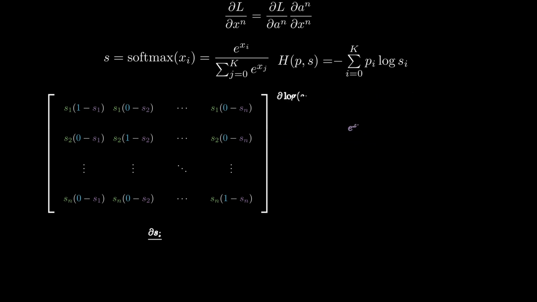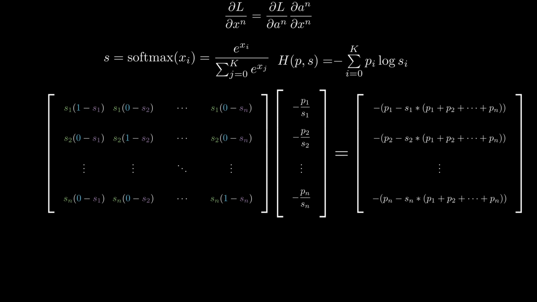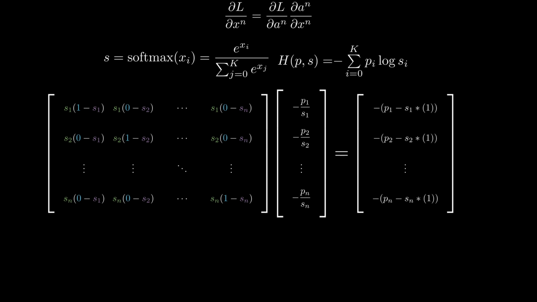To finish with our calculations, we have to calculate the derivative of our loss with respect to the activations. And it is the derivative of log of our softmax output times the true probability. We can do a vector matrix multiplication to get the derivative of our loss with respect to the inputs. Now remember, P is a probability distribution, so its sum will always be equal to 1.